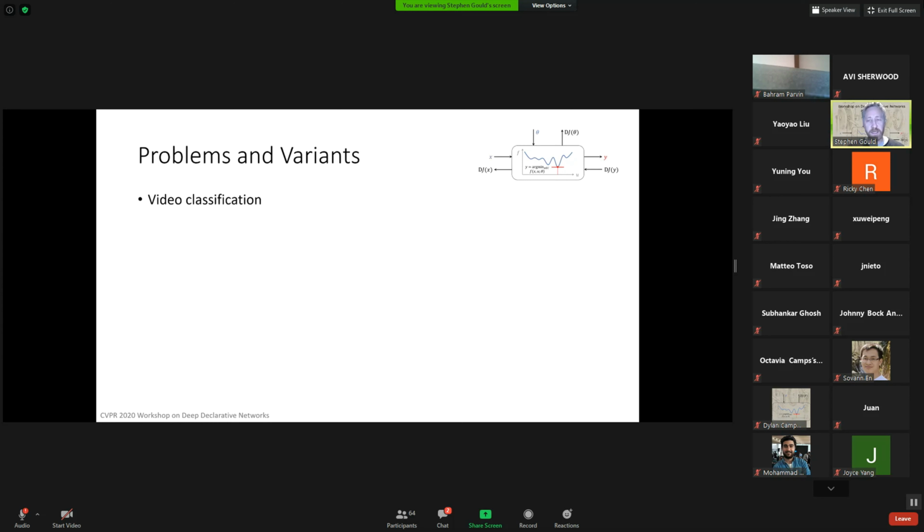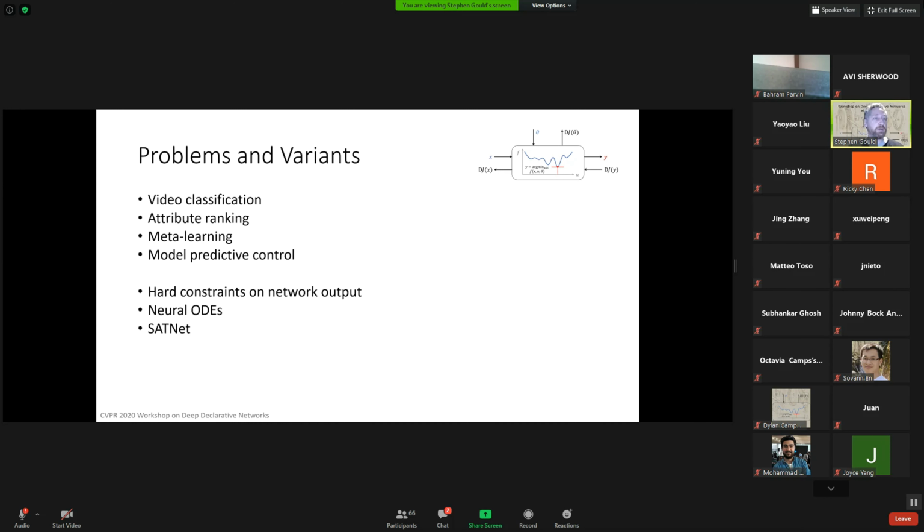So this idea of declarative networks or differentiating through optimization problems has appeared in a number of areas in computer vision, including video classification, image attribute ranking, in meta-learning, and outside of computer vision in areas like model predictive control. And there've been a fair number of variants of these deep declarative networks, in particular for imposing hard constraints on the output of networks, neural ODEs, satisfiability problems, so SATNet, fixed point iterations, and differentiating through combinatorial submodular functions.